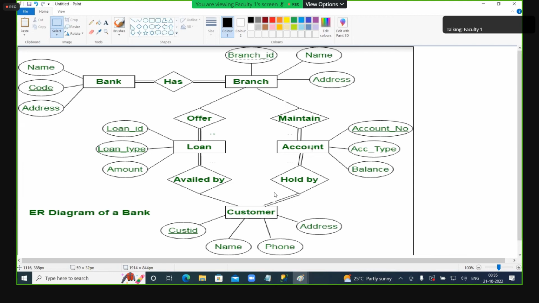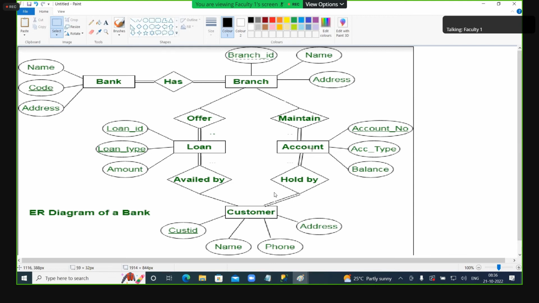Domain knowledge means, suppose you want to design a database for a bank, you need some knowledge of the banking industry. To design a database for an insurance company, you need some knowledge of the insurance industry, how business goes in it. If you don't have that knowledge, designing the database is difficult. Understood? A designer needs two things: technical plus domain knowledge.